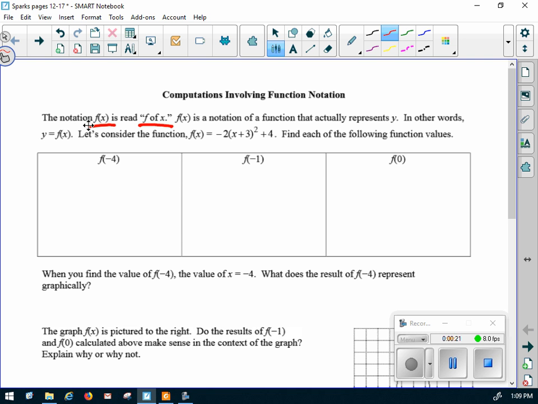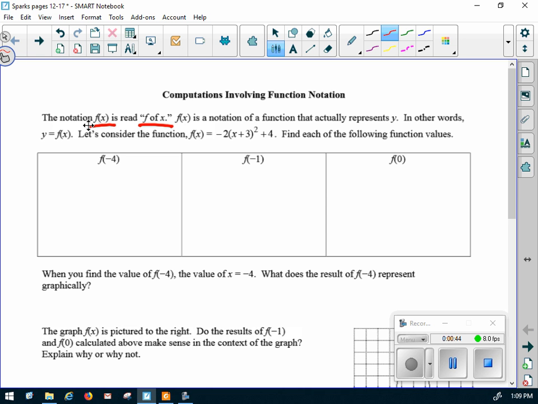When you see f of x or g of x or h of x, it means you are dealing with a function. And a function has very special properties. The main one being it passes the vertical line test. Every x matches exactly one y. That's what a function is.